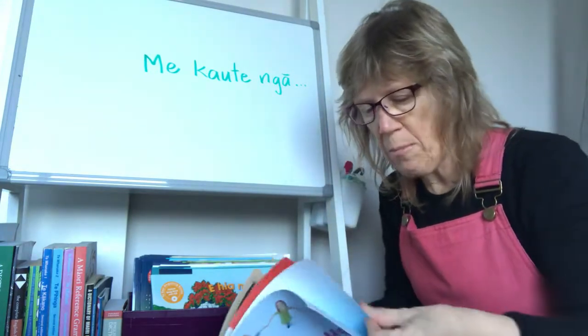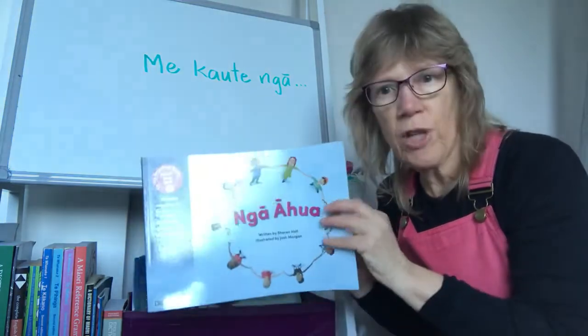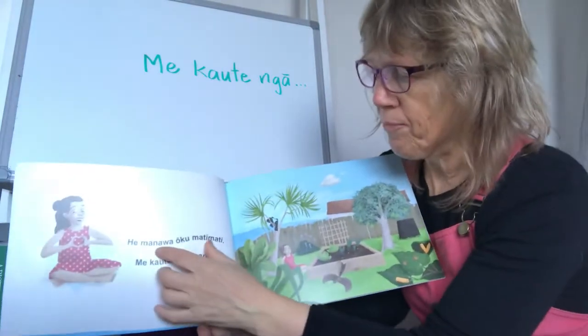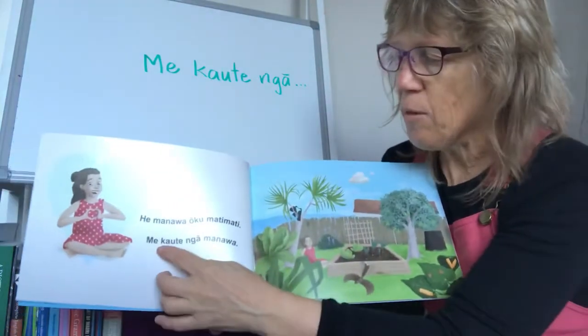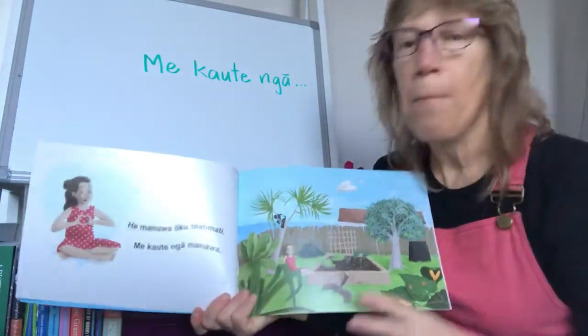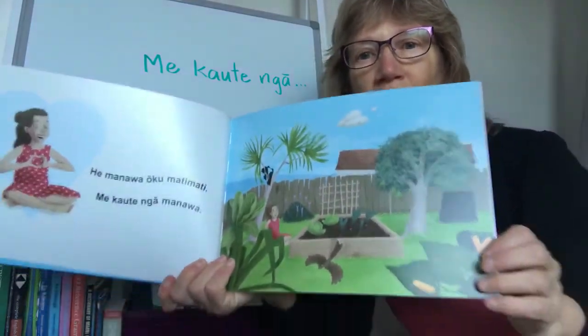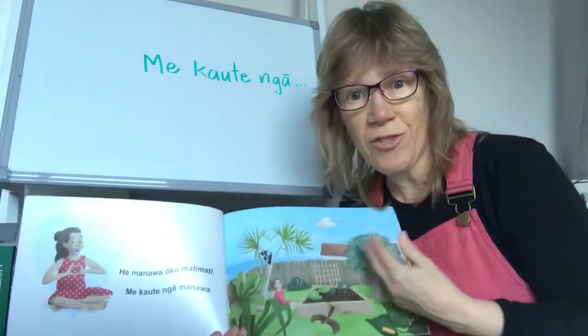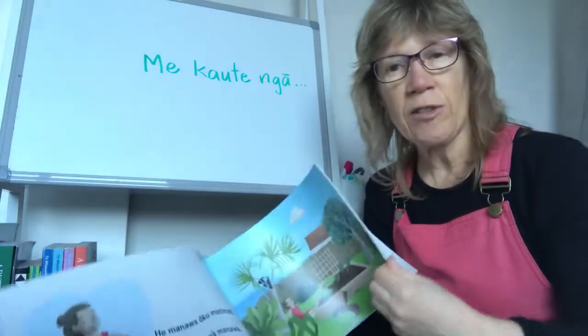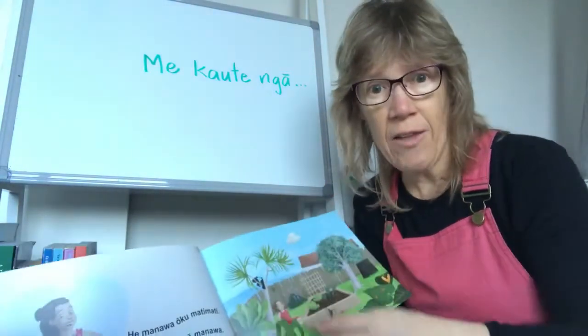So we've got me kaute ngā in our shapes book. And so on this one we're saying my fingers make a heart, and we're saying me kaute ngā manawa. Let's count the hearts. So the illustrator Josh Morgan has illustrated lots of hearts there beautifully. So each page has let's count the different shapes.